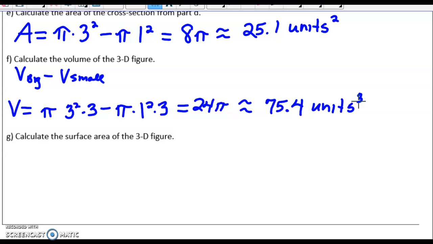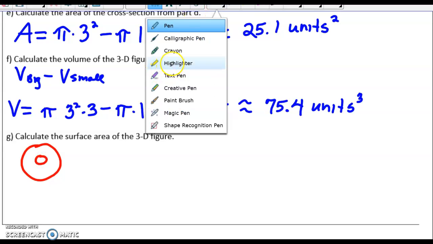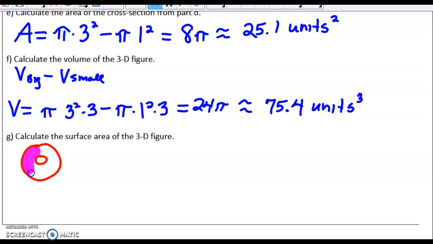All right, now the surface area is tricky because if you can think of it, you have two bases like we had before. So we have the base, and remember the base is a circle with the center out of it. So we have two of those, so keep that in mind.